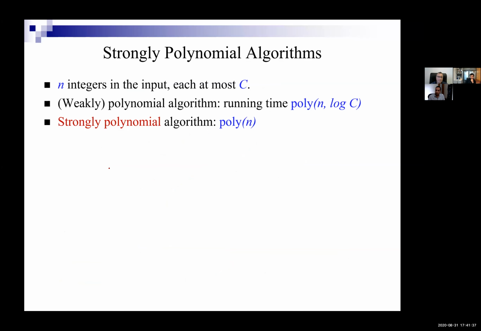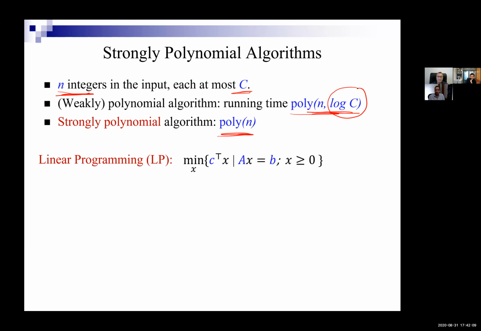Okay, so these are weakly polynomial algorithms, not strongly polynomial algorithms. Let me give you one slide describing a strongly polynomial algorithm. Suppose in the problem there are n integers in the input and each has value at most c. We say that an algorithm runs in weakly polynomial time if the running time is polynomial in n and log c. So this is the definition of weakly polynomial time. For strongly polynomial time, we want the algorithm to run in time polynomial in n. So you can see it should not depend on the encoding length of the numbers.